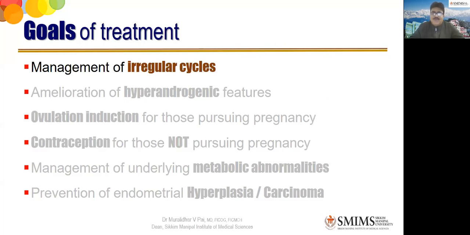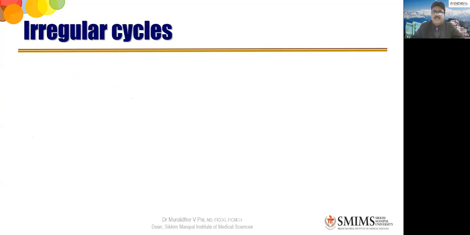Already, I have given some broad hints and clues as to how to manage the irregular cycles. The most important thing is to nicely educate the mother of an adolescent girl, and of course all the ladies, that you don't have to menstruate 12 times in a year. Probably we are used to thinking that it is normal. Yes, it is not bad. It's not abnormal, but it is not mandatory. What is mandatory is that you must have at least one cycle in 3 months.